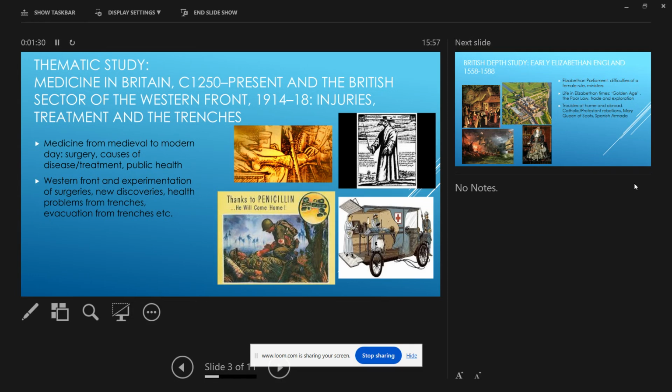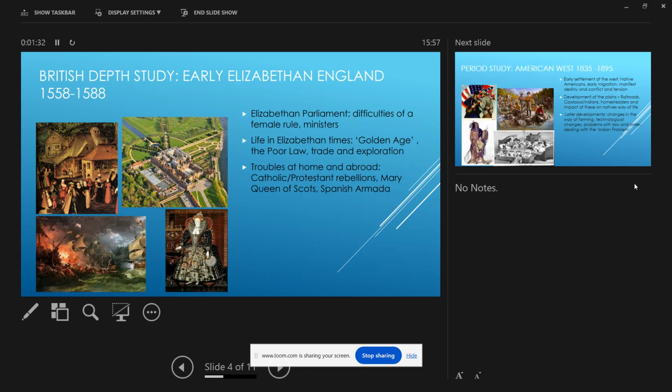The second unit we will look at is Elizabethan England, which, even though Elizabeth reigned from 1558 to 1603, we actually do 1558 to 1588, which is at the end of the Spanish Armada. So here we look at things like Elizabethan Parliament, we look at difficulties of being a female ruler, her ministers, problems when she came to the throne in 1558, all of those different things.